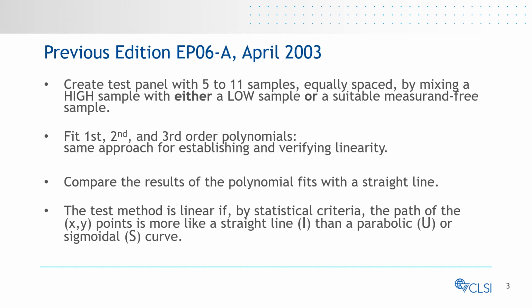In the previous version, you may recall that determining or verifying the linearity interval required a complicated statistical procedure that fit polynomials to the data and then compared the results of the polynomial fits with a straight line. The test method was linear if the fit was closer to a straight line than to a parabolic or sigmoidal shape.